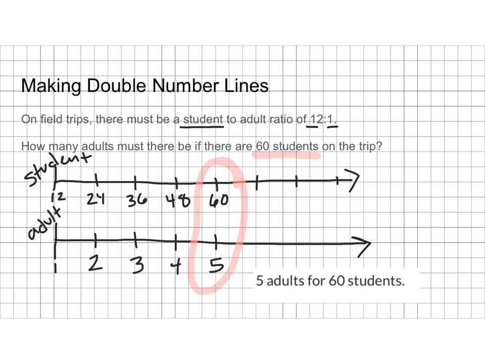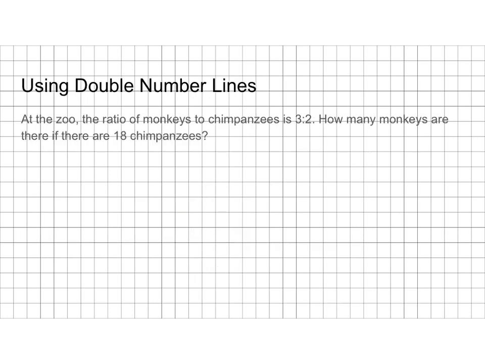Let's do another example. So at the zoo, the ratio of monkeys to chimpanzees is 3:2. How many monkeys are there if there are 18 chimpanzees? Go ahead and pause. See if you can figure this one out on your own.